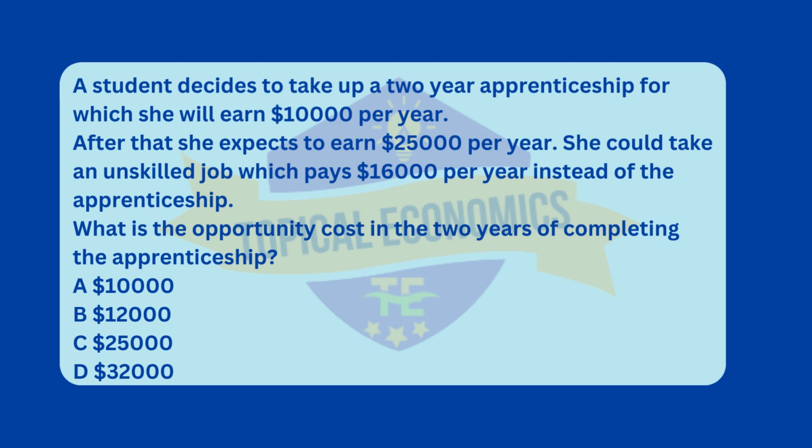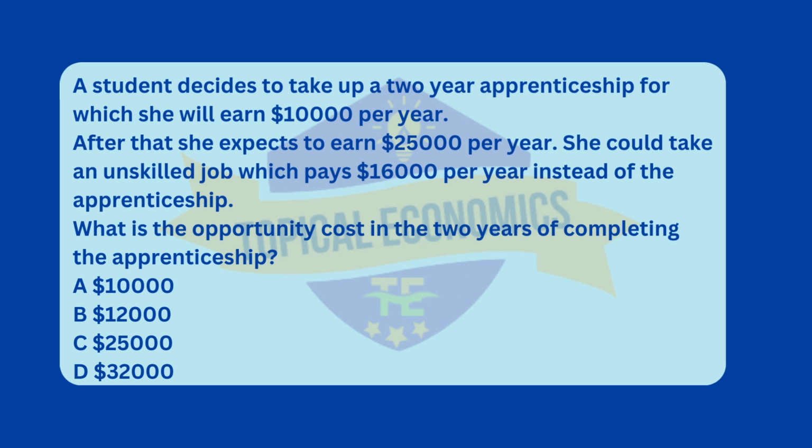Moving to the 7th question. A student decides to take up a 2-year apprenticeship for which she will earn $10,000 per year. After that, she expects to earn $25,000 per year. She could take an unskilled job which pays $16,000 per year instead of the apprenticeship. What is the opportunity cost in the 2 years of completing the apprenticeship? A. $10,000. B. $12,000. C. $25,000. D. $32,000. This question is from year 2020 May-June version 2 paper.